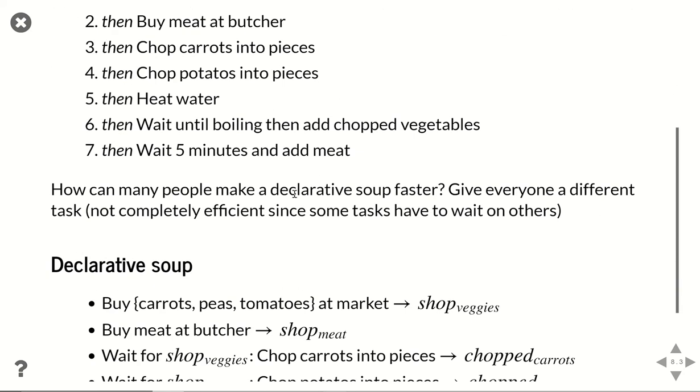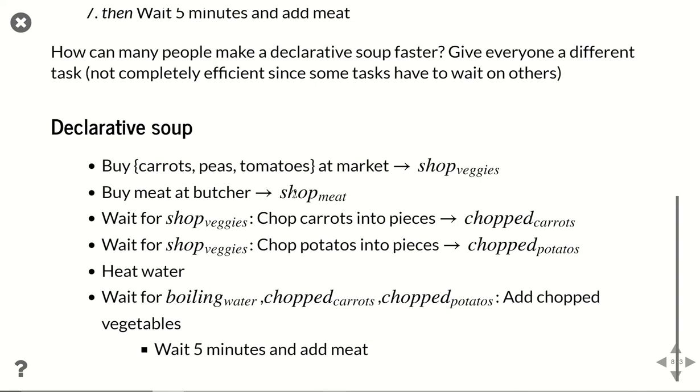If you want to make a declarative soup faster, you can give everyone a different task. It's much less efficient because obviously there are some people who are waiting here for the vegetables to be bought before they do anything. But on modern machines, this has a fairly low overhead. Having tasks running in the background, just waiting for another task to be finished, doesn't really cost you anything. Very frequently, you'll have hundreds of tasks running, even though you only have a few cores, because a lot of them are just waiting for other things to happen.